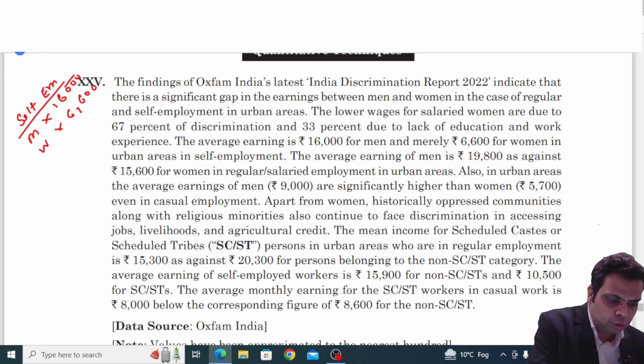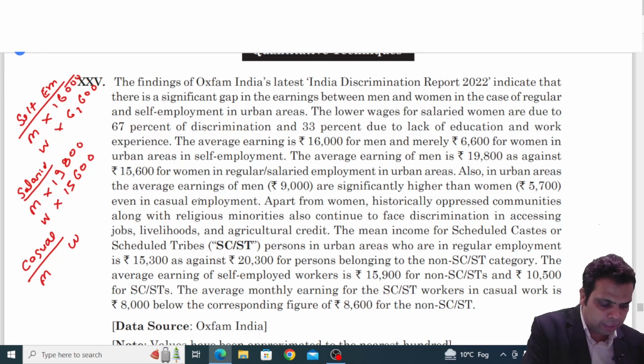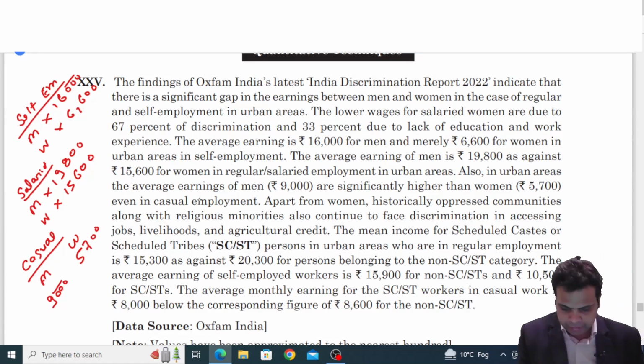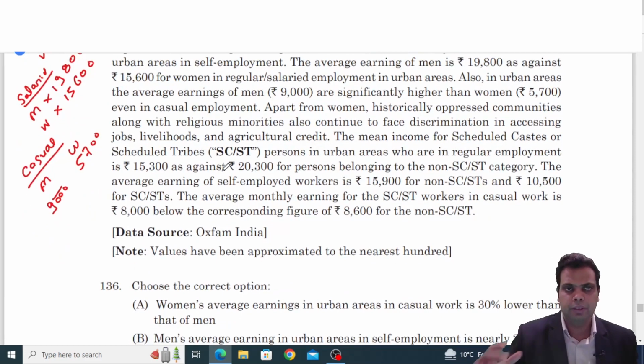Now you read the passage, you will get the salaried person data. Let the number of men be M, the average is 19,800. Let the number of women be W, the average is 15,600. Now it is given about the casual employment. The casual employment for men and women is 9,000 and 5,700. Correct. Now after reading this passage, further it's given in the last passage about SC/ST.